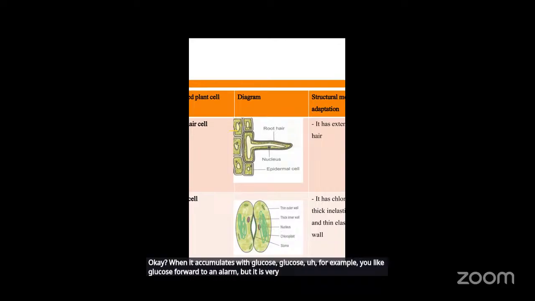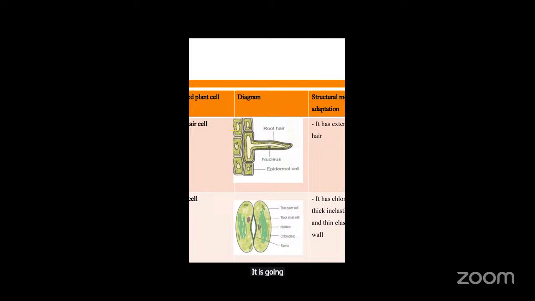Na ukiweka glucose kwa maji, hiyo maji inakuanga highly concentrated. So what happens here is the glucose formed during photosynthesis is going to make the concentration of the guard cell rise. So when it rises, then we say that the guard cell has a higher concentration of sugar than water.